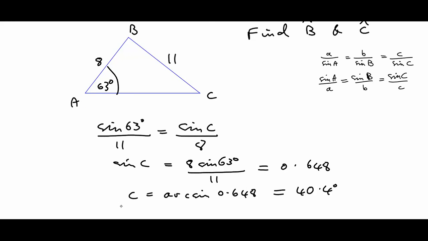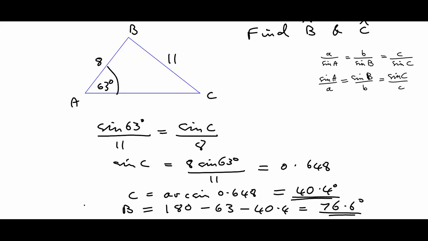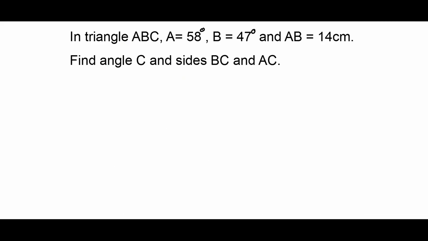To find angle B, we could use the fact that the three angles of a triangle add up to 180, so B equals 180 minus 63 minus 40.4, which will come to 76.6 degrees, both to three significant figures. Now pause the video and try this problem for yourself. When you have finished it, restart the video and see the solution.